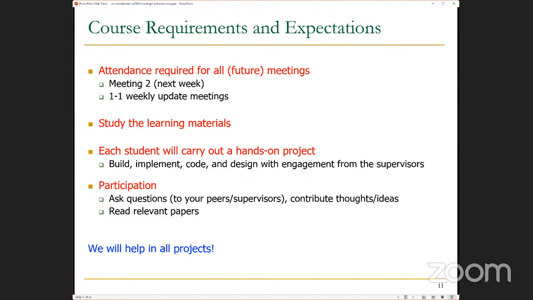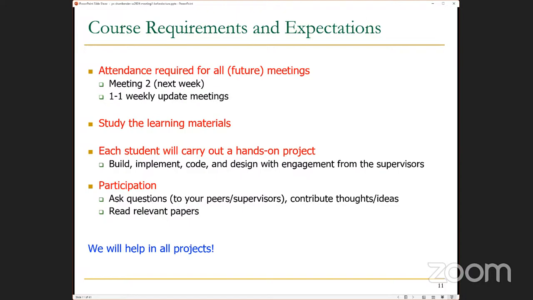Besides these regular meetings, we will also have one-on-one weekly update meetings that you will carry out with your supervisors. When you choose to do it is completely up to the arrangements between you and your supervisor. These weekly update meetings are very important because they enable us to understand your progress and to know if you have any challenges. So please arrange and attend these meetings as much as possible, and also ask questions. Tell us your difficulties or challenges in the projects, so we can continuously make sure that there's always progress as we go.